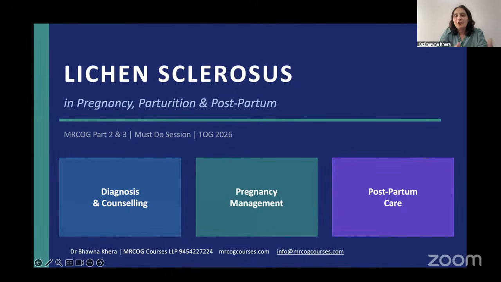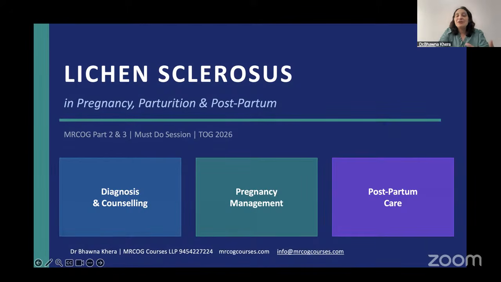Lichen sclerosis is an all-time favorite of RCOG and it is good for all the parts, depending on what exactly is to be read. That's why I decided to take up this particular session. It's a very important topic particularly for the upcoming Part 3 batch, which is going in for their exam in the next 10-15 days. Of course, Part 1 and Part 2 are also not far away, just 60 days. So they should also be knowing about this RCOG favorite, right?